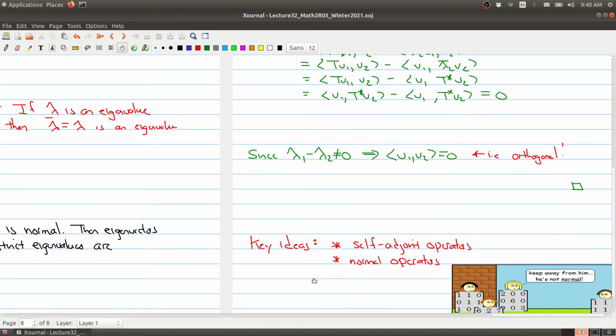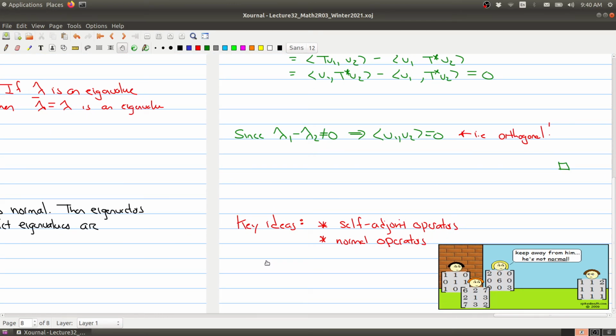There were a lot of deep results in today's lecture. The big things that we learned about are self-adjoint operators and normal operators. If you're getting confused, just remember that self-adjoint operators correspond to symmetric matrices over the real numbers, or those matrices that equal their conjugate transpose. Normal operators are those where the matrix A and its conjugate transpose commute. That's what we've been looking at, and some of their properties, for today.